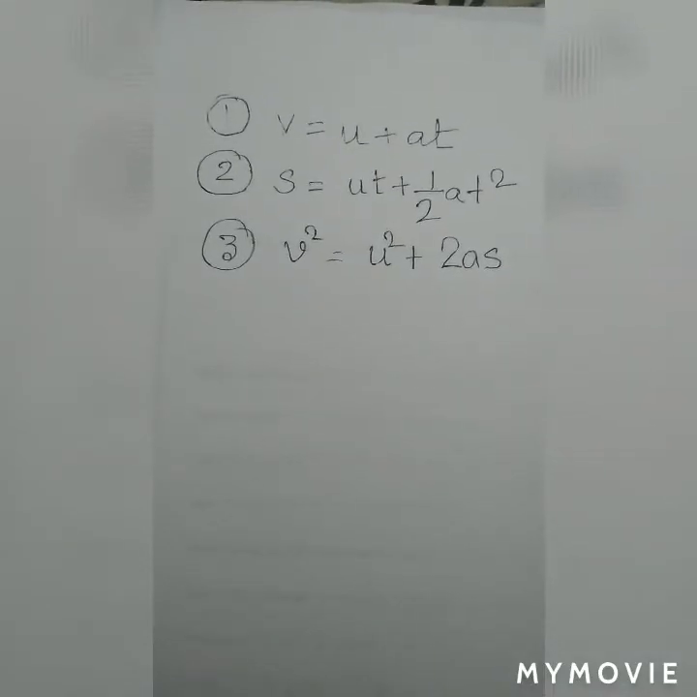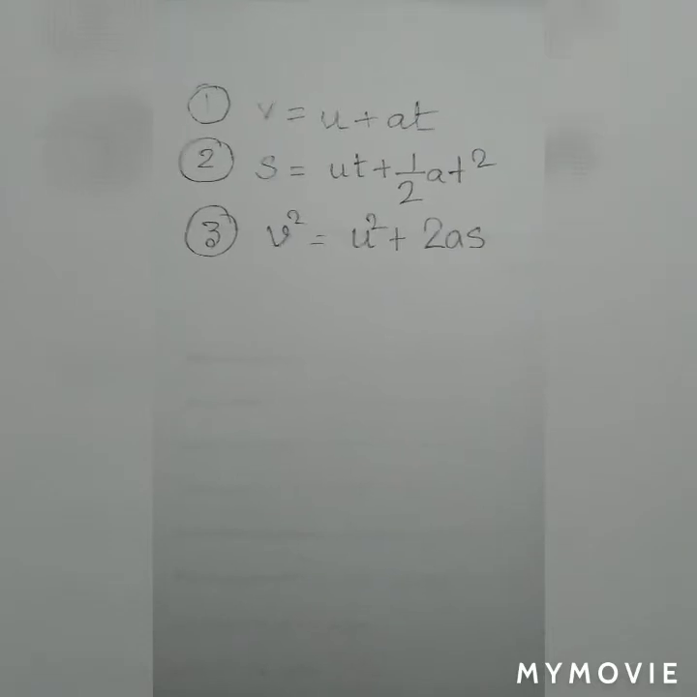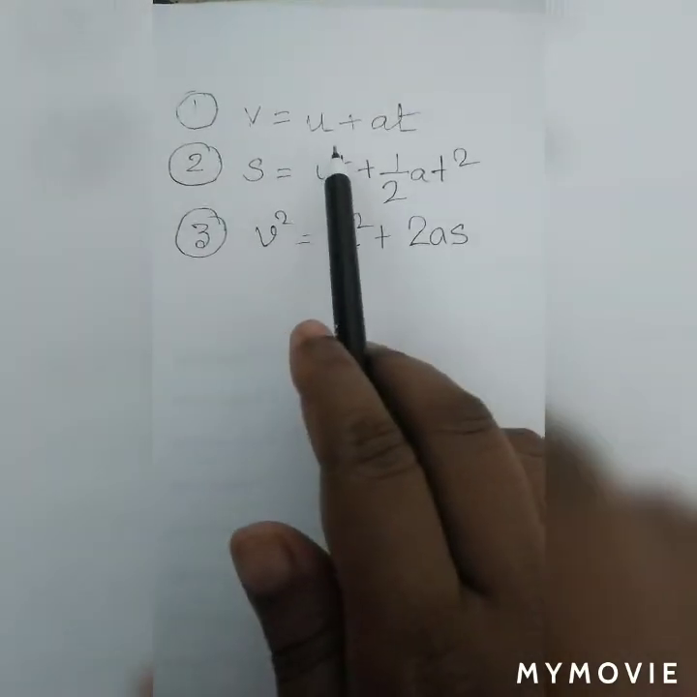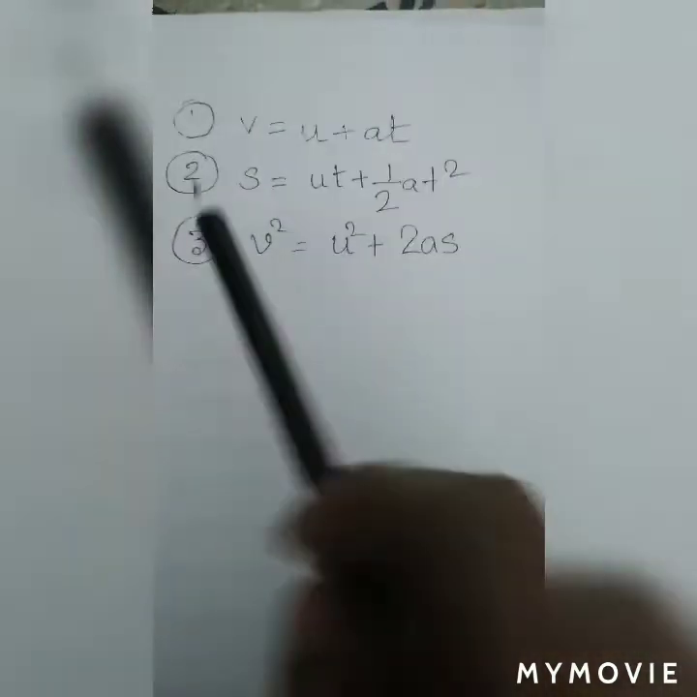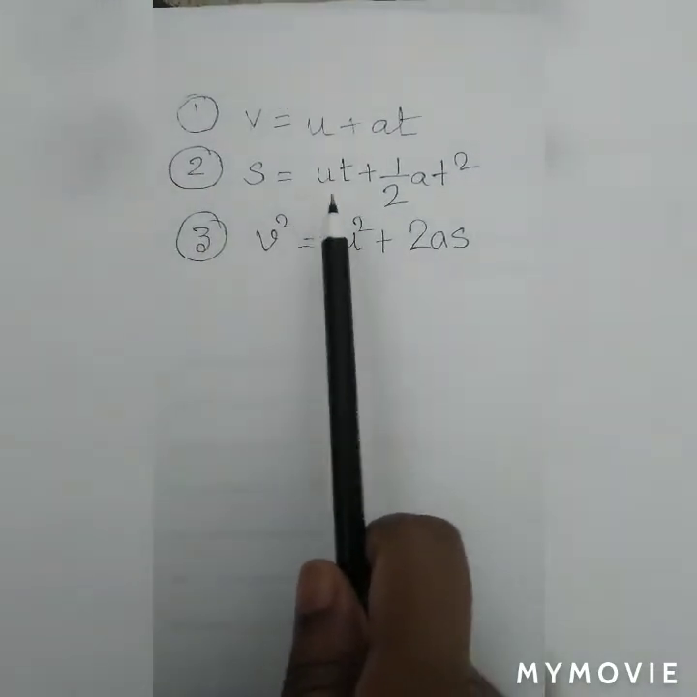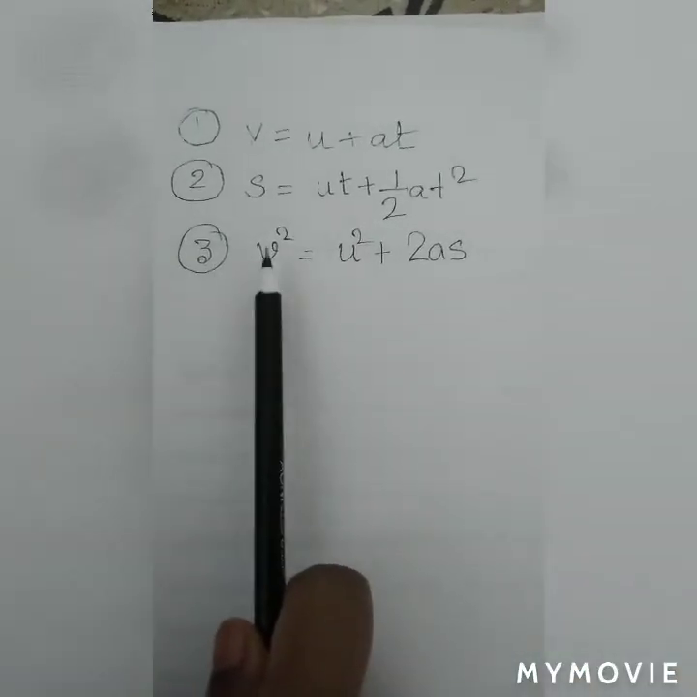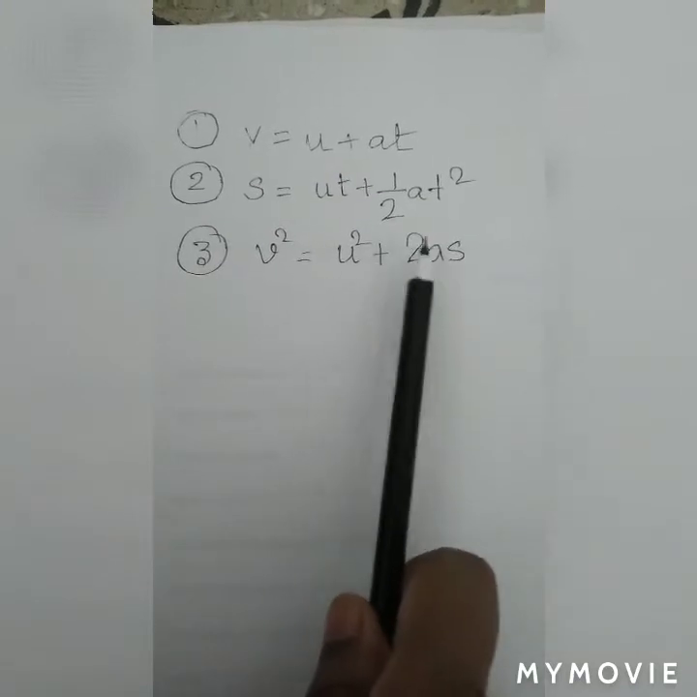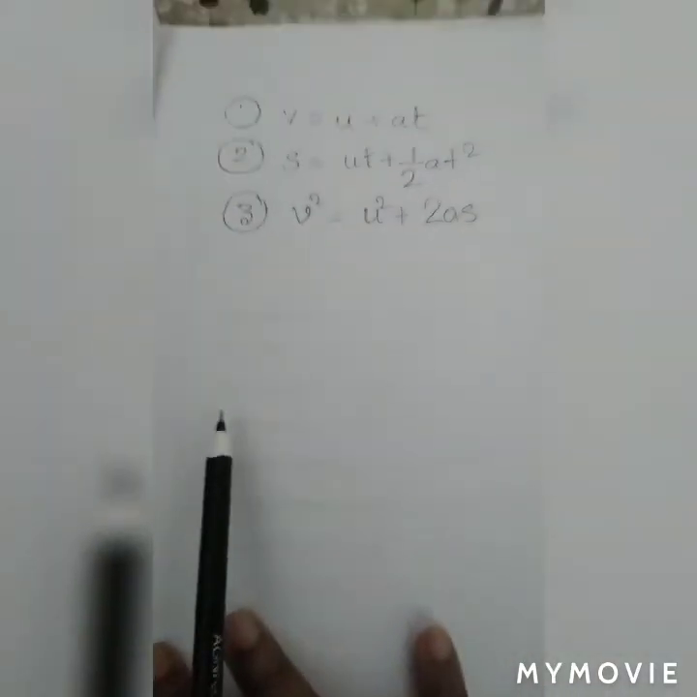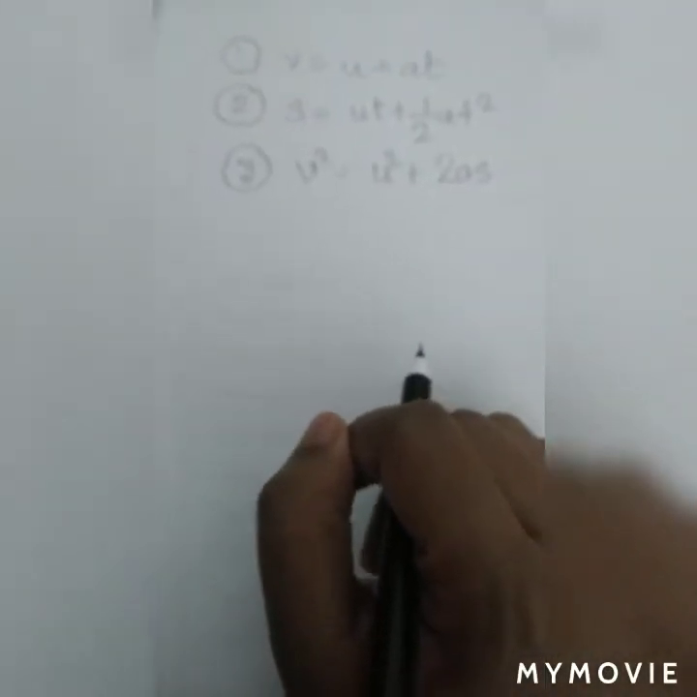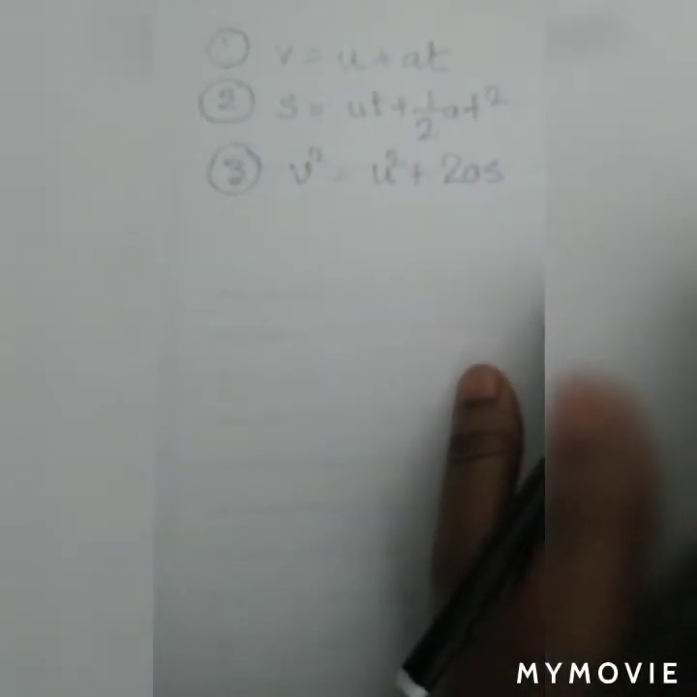Hello friends, today we will be deriving the formulas of motion. The first one is V is equal to U plus AT. The second one is S is equal to UT plus half AT square. And the third one is V square is equal to U square plus 2AS. For all these three formulas, I have the same graph. The same graph is being used for all the three formulas.